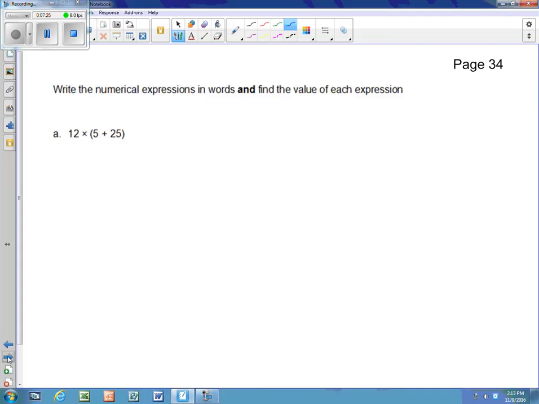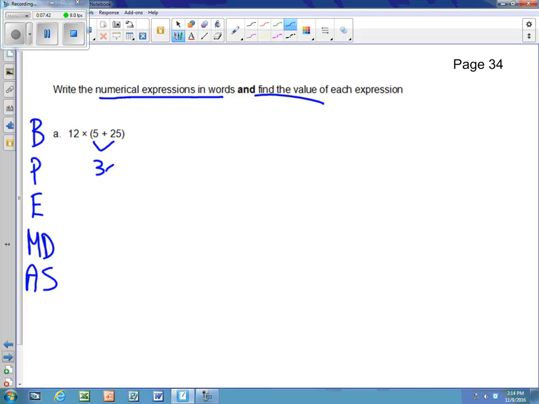Now we're going to flip and go the other way. There are 2 directions. We have to write it in words and find the value. I find it easier to find the value first. So we're going to give our little reminder of B PEMDAS. In parentheses here, we have 5 plus 25, which would be 30, and we rewrite everything else. This goes back to some of the things that we did before. When we do 12 times 30, we're going to ignore the 0. 12 times 3 is 36, and then we put our 0 back in, which gives us 360.